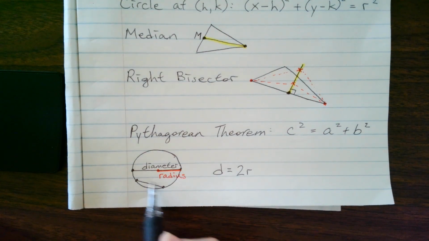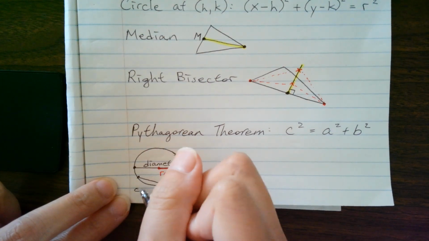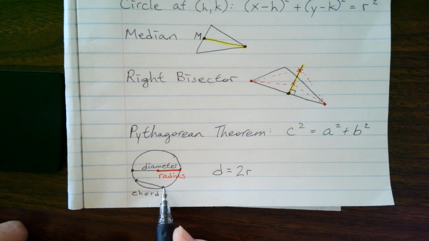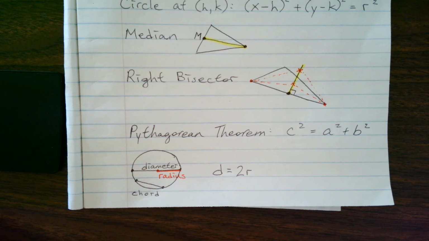Anyone know what this line is called? Yep. Chord, that's right. A chord is just any 2 points on your circumference, on your circle. So any 2 points on the circle, that's called a chord. Okay. So I think that's all the formulas and definitions you need to know for tomorrow.